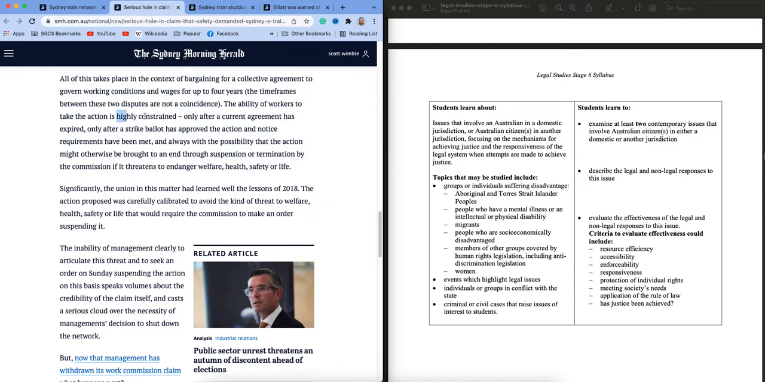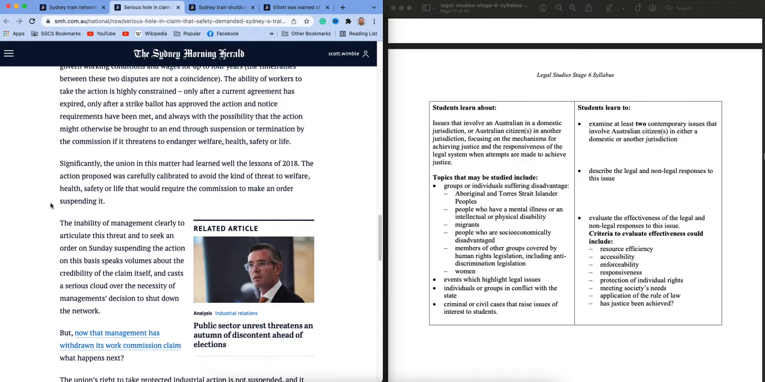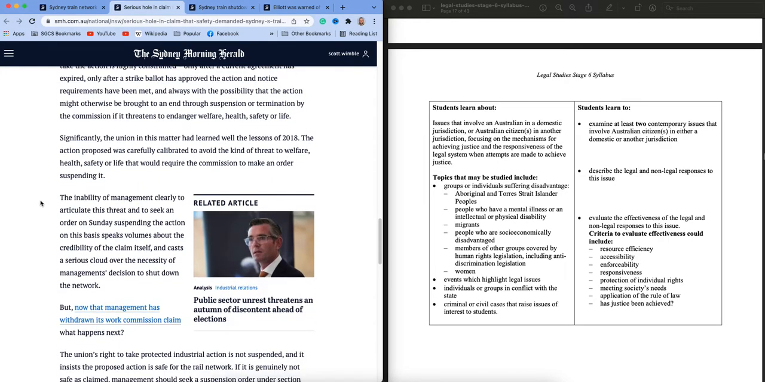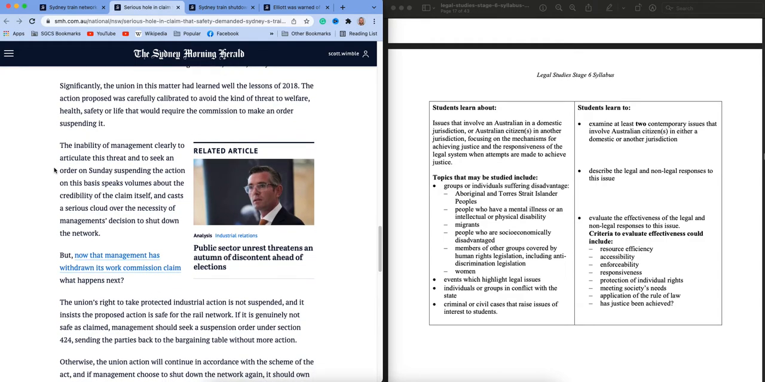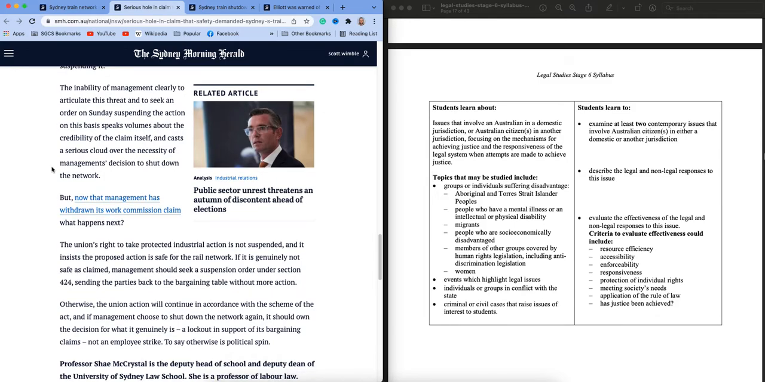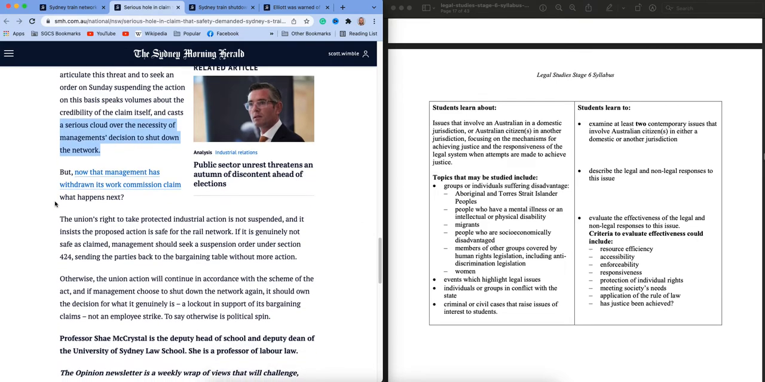It's highly constrained. Significantly, the union in this matter had learned well the lessons of 2018 when they were cancelled. The action proposed was carefully calibrated to avoid the kind of threat to welfare, health, safety or life that would require the Commission to make an order suspending it. The inability of management clearly to articulate this threat and to seek an order on Sunday suspending the action on this basis speaks volumes about the credibility of the claim itself and casts a serious cloud over the necessity of the management's decision to shut down the network.